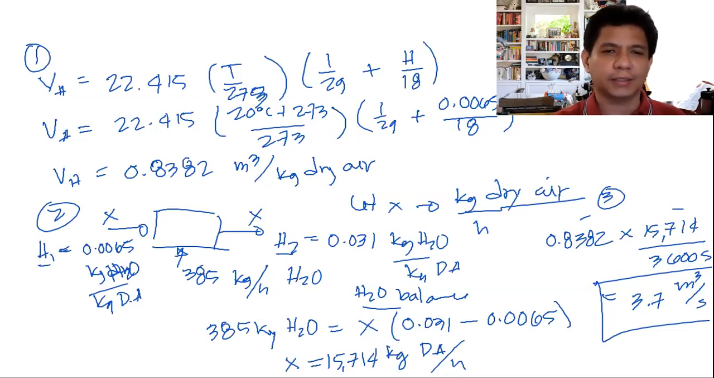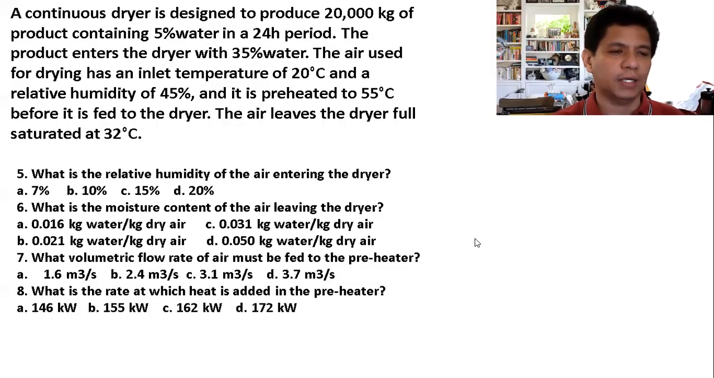Okay, the last question. The last question is, what is the rate at which heat is added in the preheater? So basically, in order to solve number 8, gagamit lang tayo ng M dot Cs times delta T. So yung M dot dito sa number 8, yung nakalculate din natin M dot kanina nung nag-water balance tayo. Yun yung 15,714 kilogram dry air per hour.